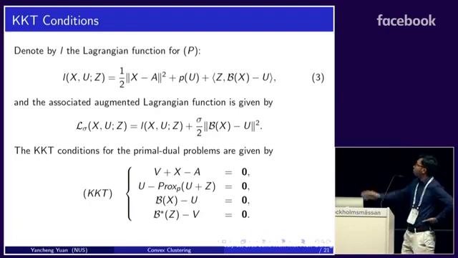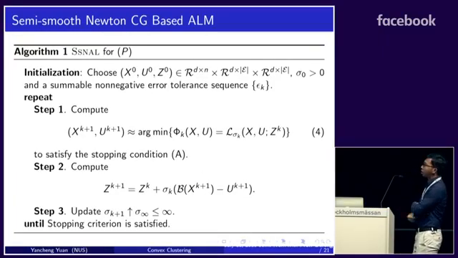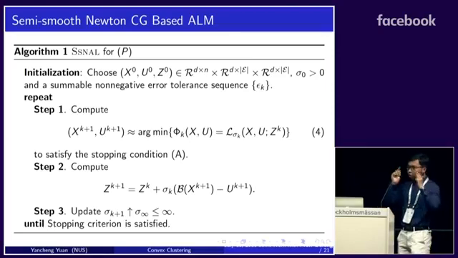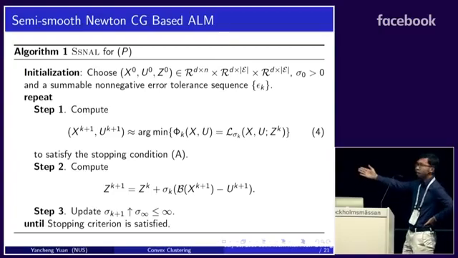This is the augmented Lagrangian function and the KKT system. Our method is called the semi-smooth Newton CG-based augmented Lagrangian method. The augmented Lagrangian method is well known and has a fast linear convergence rate. But the difficulty is that the variables x and u are coupled together. So the key is how to solve this subproblem very efficiently, because when you update the dual variable, it is just a linear equation.